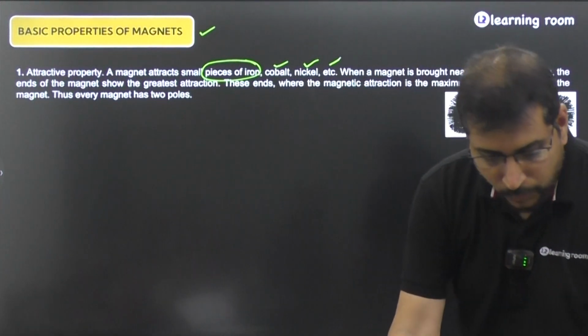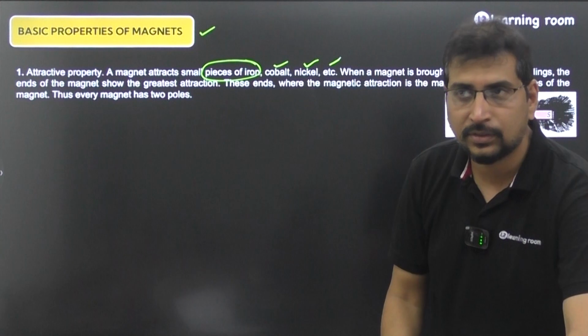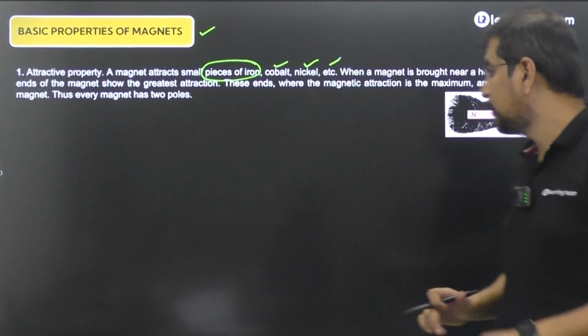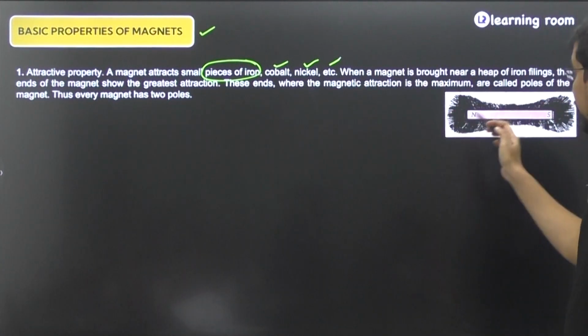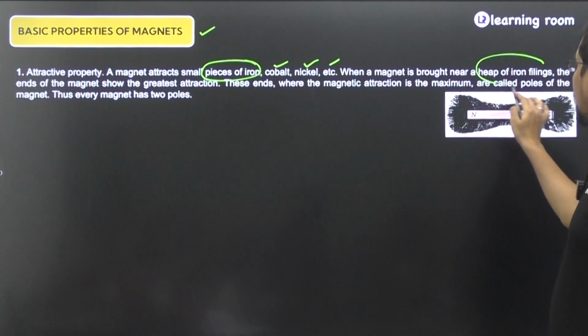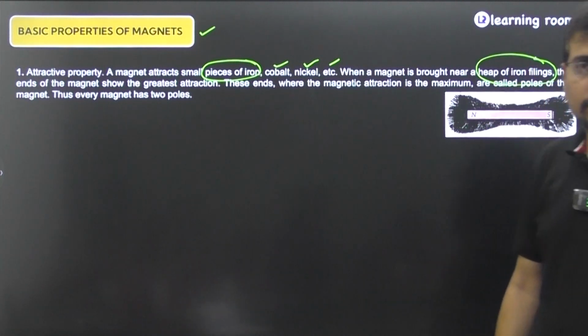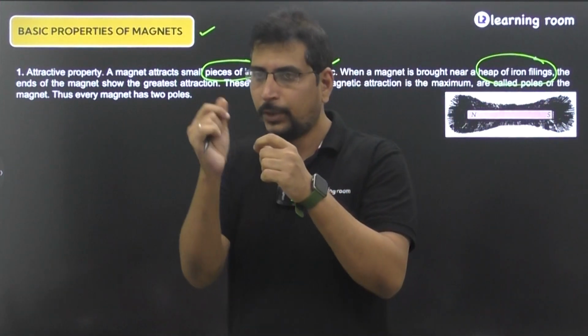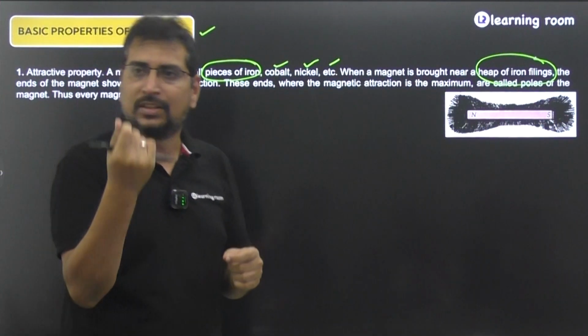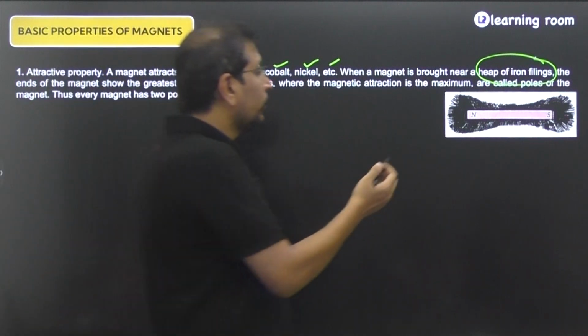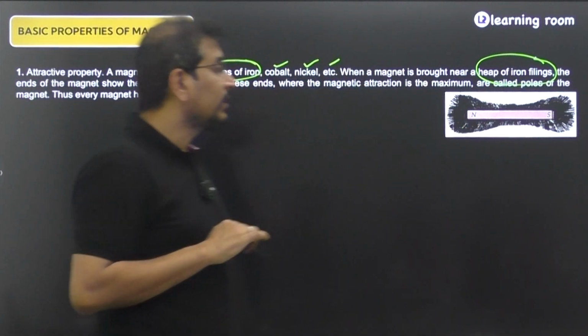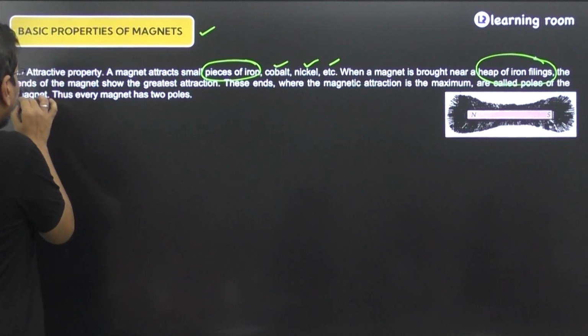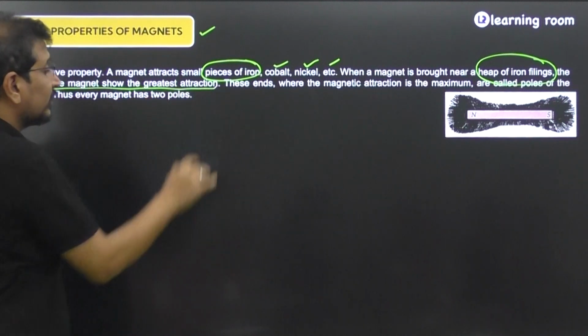When you take it closer to that substance, what particles? You can think of a heap of iron filings. Iron filings, in the sense, are small pieces of iron that are scraped out. You would have seen it, it looks like brown color dust. So when you take the iron filings close, the first thing that you can observe is that the ends of the magnet show the greatest attraction.